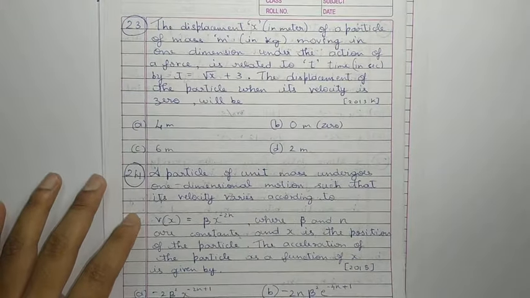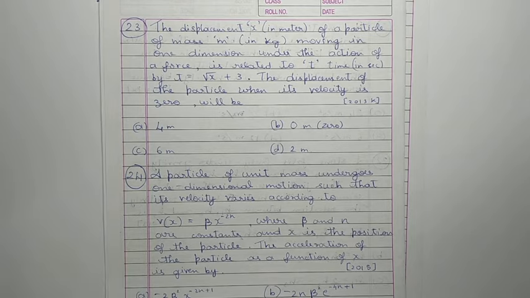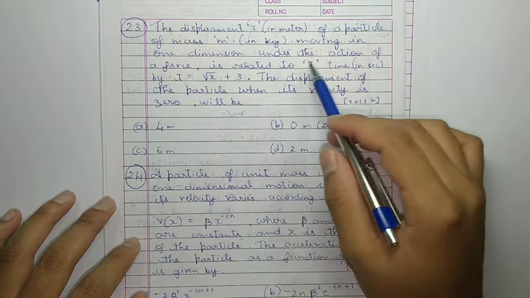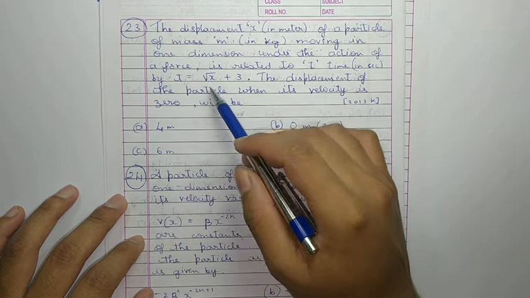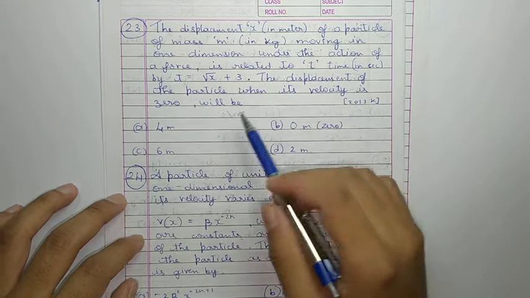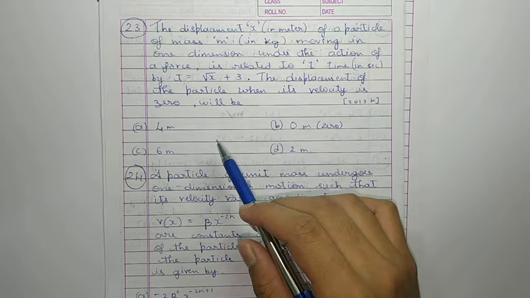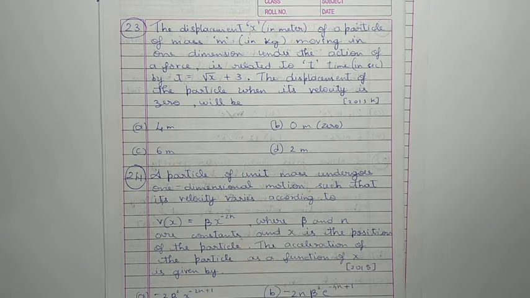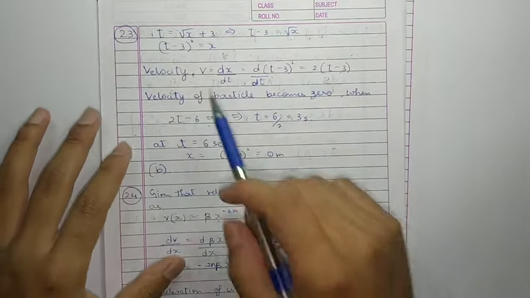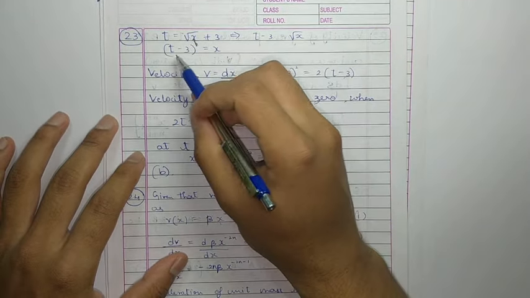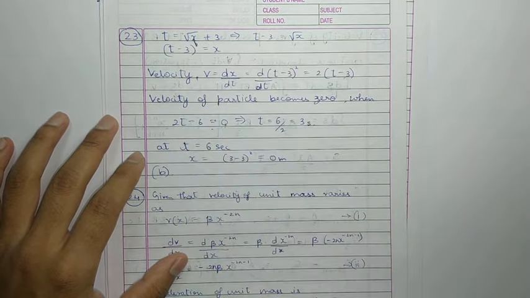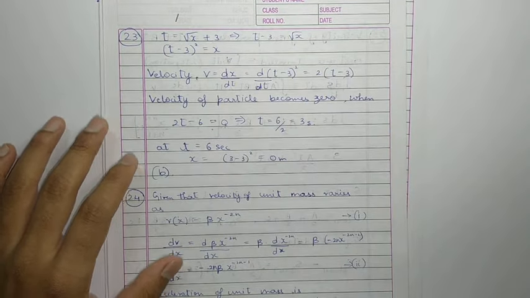23. The displacement x of a particle of mass m moving in one dimension under the action of force is related to t by the equation t = √x + 3. The displacement of the particle when its velocity is 0 will be. So we have the equation t = √x + 3. We get x = (t - 3)².